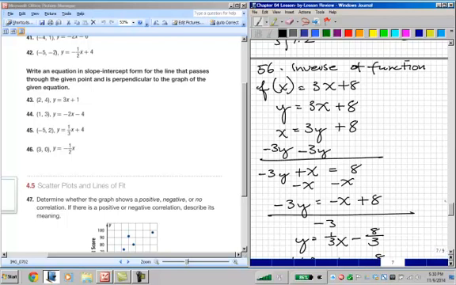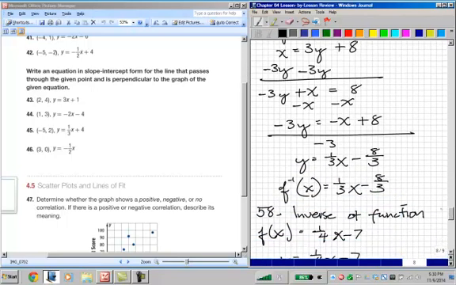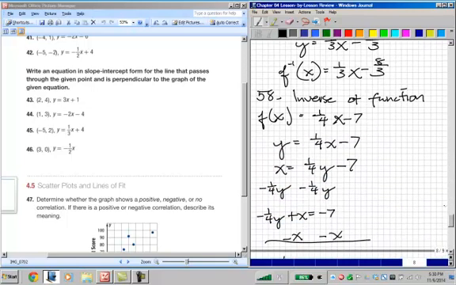I want y on the left and everything else on the right side. So I'm going to subtract 3y from both sides. I get negative 3y plus x equals negative 8. Subtract x from both sides because I want y all by itself. Negative 3y equals negative x minus 8. Divide everything by negative 3. y equals 1/3 x plus 8/3. Finally, substitute the inverse function of x, written by this symbol, equals 1/3 x plus 8/3.